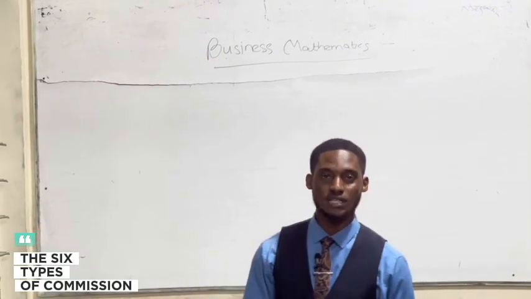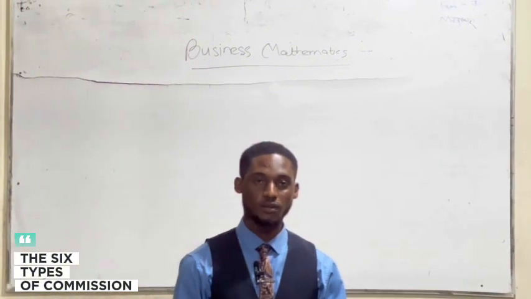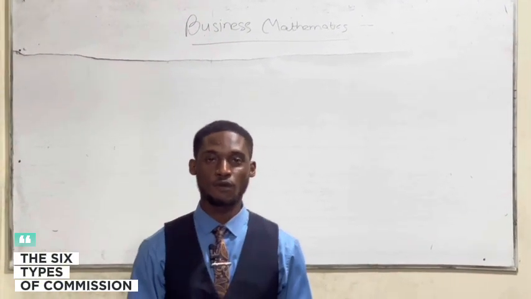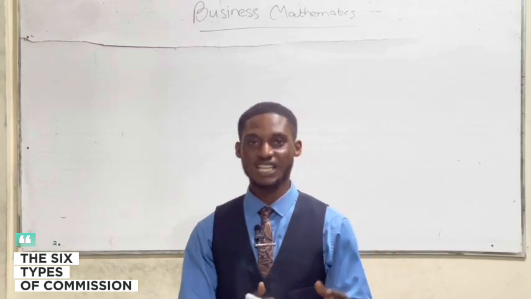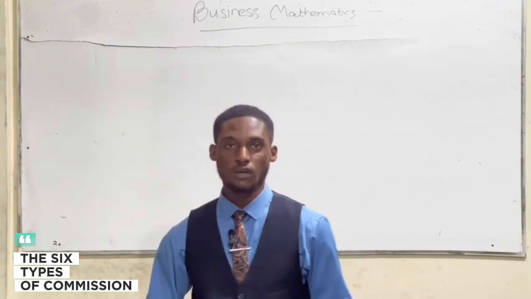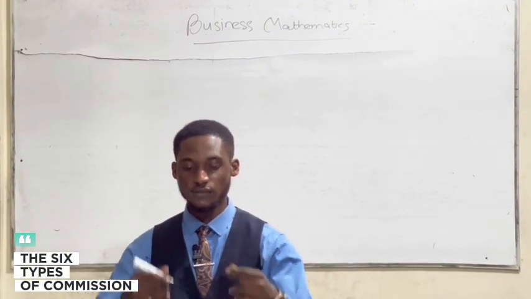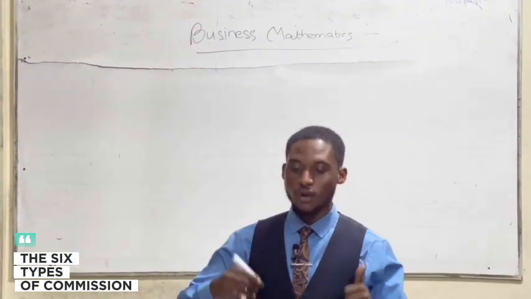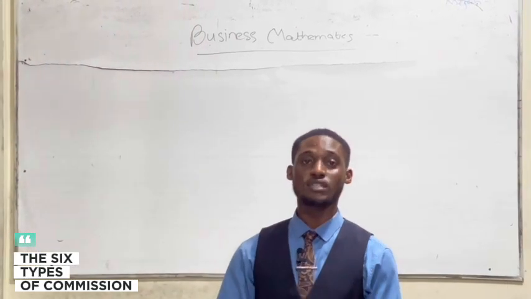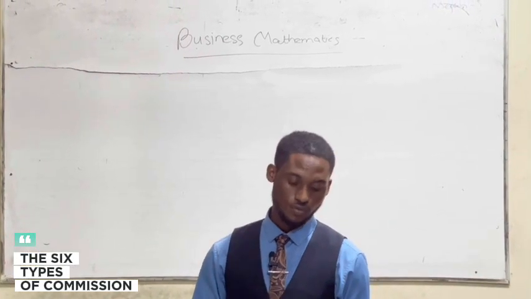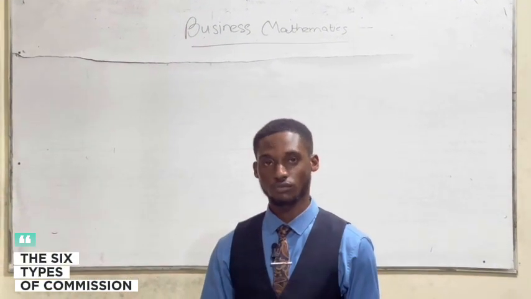So now we move on to salary plus bonus commission. In the previous type of commission we gave, it was salary plus commission. So this is salary plus bonus plus commission. This is to say that it's a type of commission in which the sales agent receives a monthly salary plus a commission plus a bonus. So you receive monthly salary, you receive bonus, and you receive commission as well.